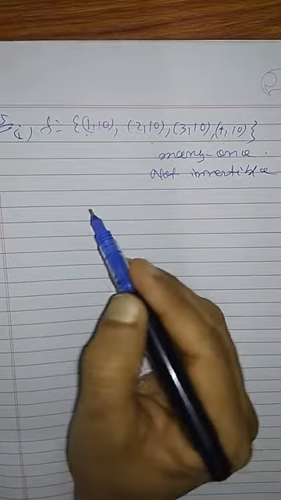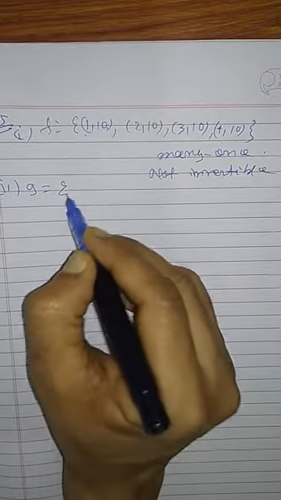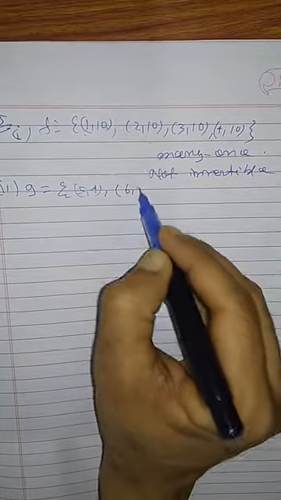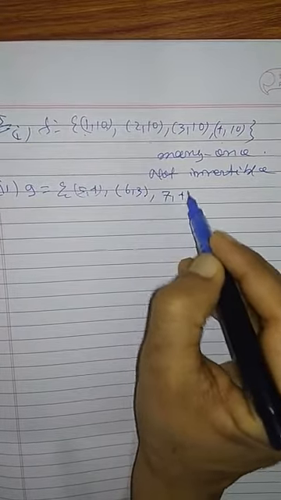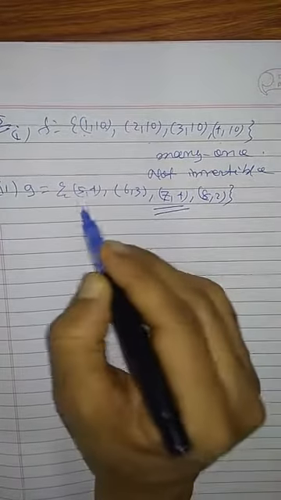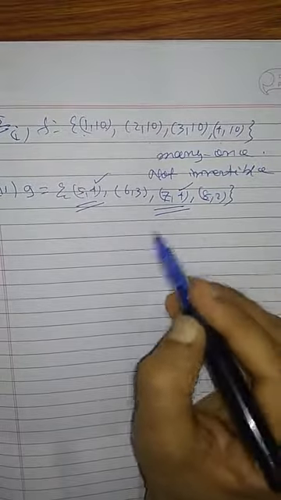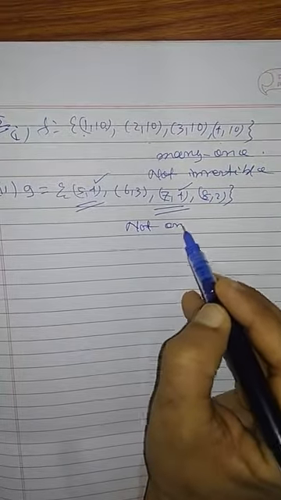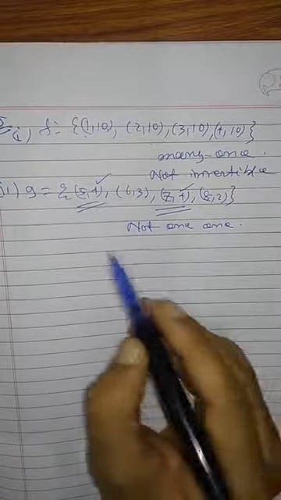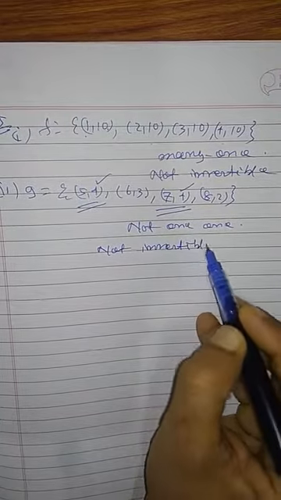Bit 2 is, yes, your g is given: 5 to 4, 6 to 3, 7 to 4 and 8 to 2. Here also 7 to 4 and 5 to 4. The codomain is same, so it is not one-one. This is also many-one, so not invertible. That is not invertible.